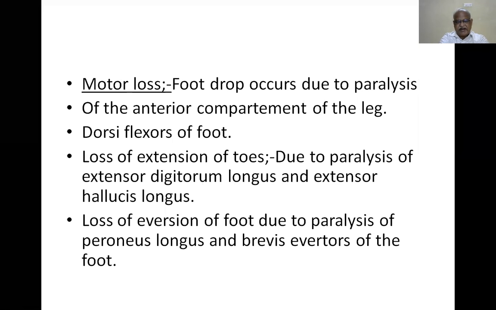Foot drop occurs due to paralysis of the anterior compartment of the leg. This causes loss of function of dorsiflexors of the foot, loss of extension of toes due to paralysis of the extensor digitorum longus and extensor hallucis longus, and loss of eversion of the foot due to paralysis of the peroneus longus and brevis. They are everters of the foot.